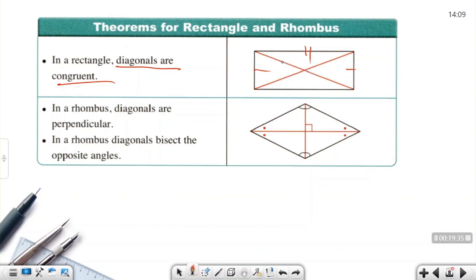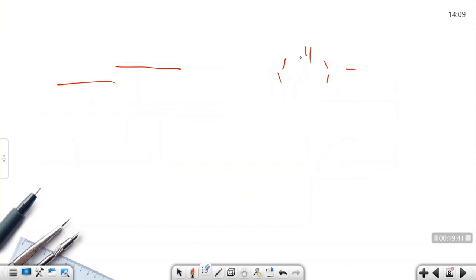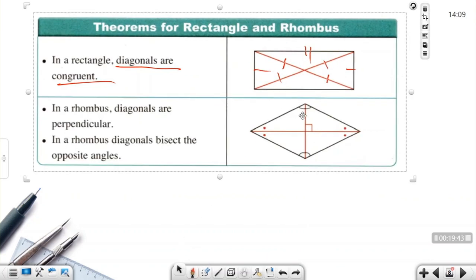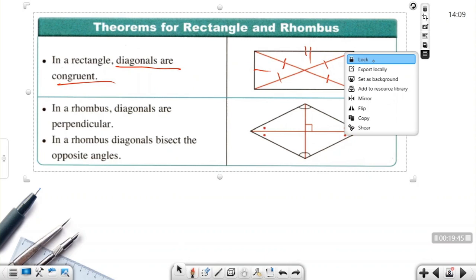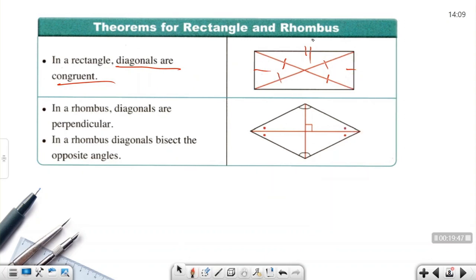This diagonal is congruent with that one. And as we mentioned, diagonals bisect each other because of the parallelogram. These are all congruent lengths. Let's lock that one here. So that's first. This is about rectangles.